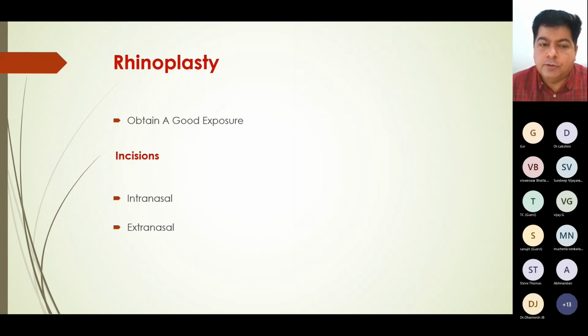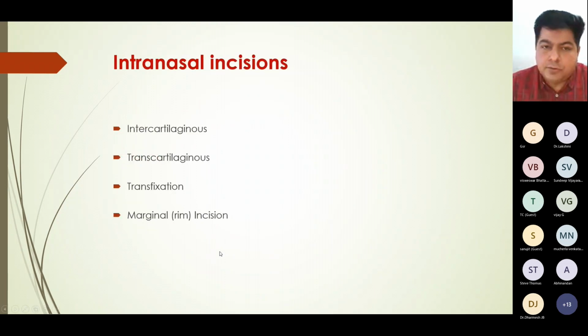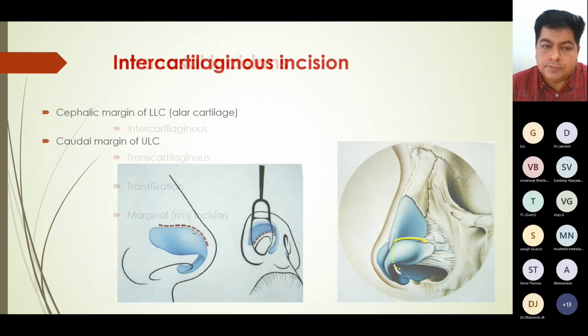The aim is to obtain a good exposure. It gives you binocular vision. You can assess all the deformities and address them one by one. So let's discuss the various incisions. They could be intranasal and extranasal. Intranasal incisions are classically intercartilaginous, transcartilaginous, transfixational, and marginal, or rim incision, as it is commonly called.